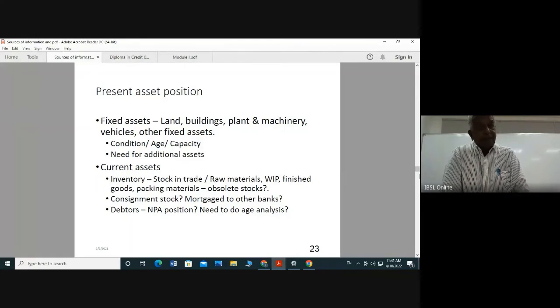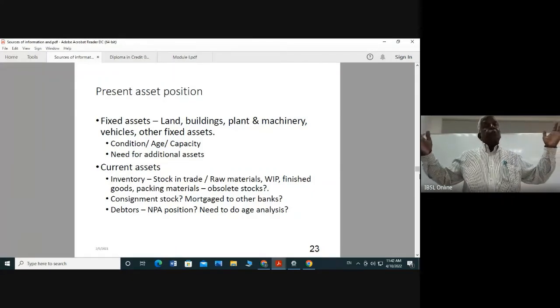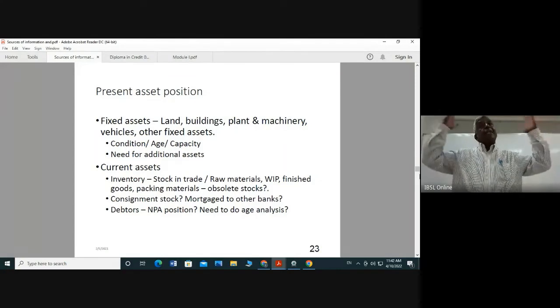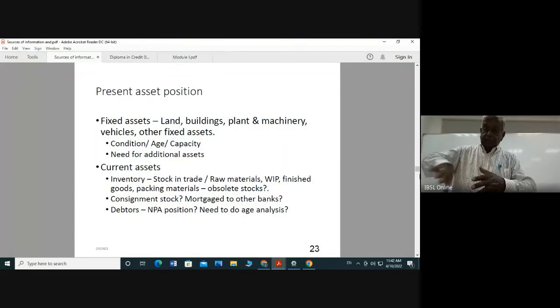You have to be very careful. Whether there is any obsolete stock, the company or the owners may put that also with the current stock and try to show you their current asset value is high. But if there is obsolete stock, you have to separate it out and take it out from the current asset value. So you have to check whether there is any obsolete stock.